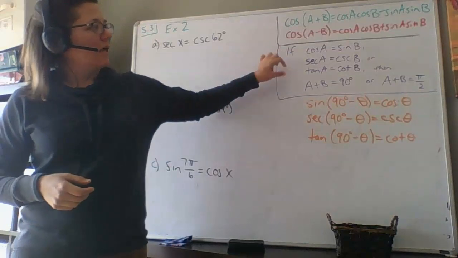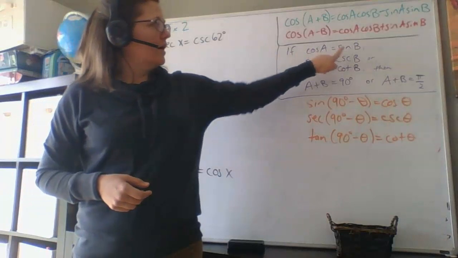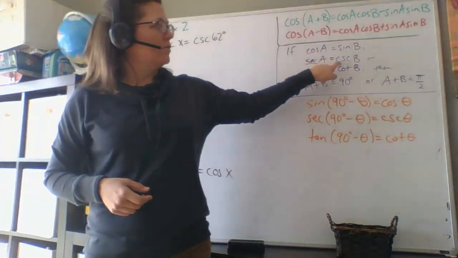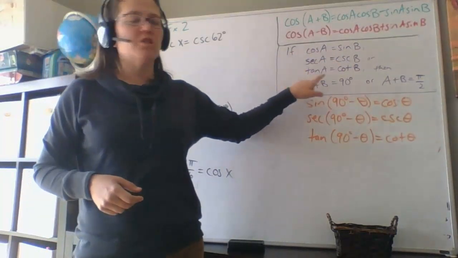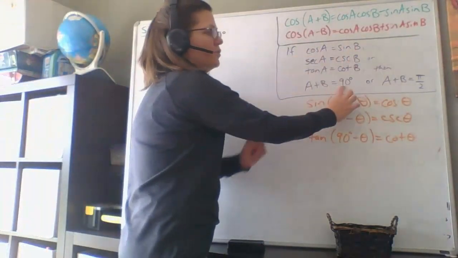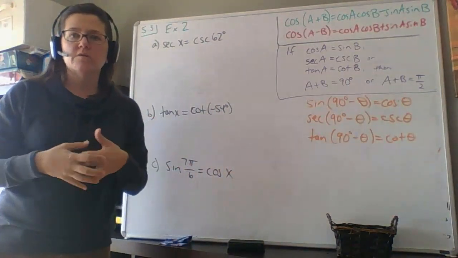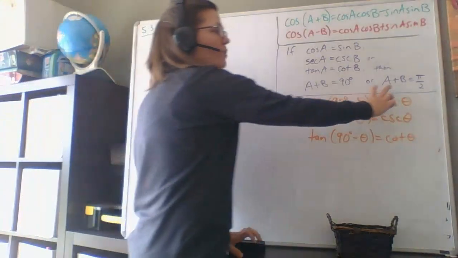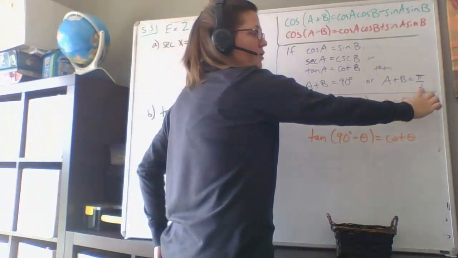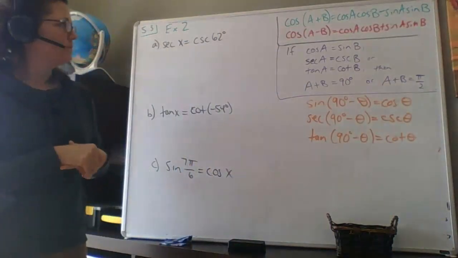I like to think if I have cosine equaling a sine, or secant equaling a cosecant, or tangent equaling a cotangent, then I know that those two angles have to add up to 90 degrees. But since now we have not only degrees, we also have radians, those two angles could also add to pi over 2, just because 90 degrees and pi over 2 are the same angle.